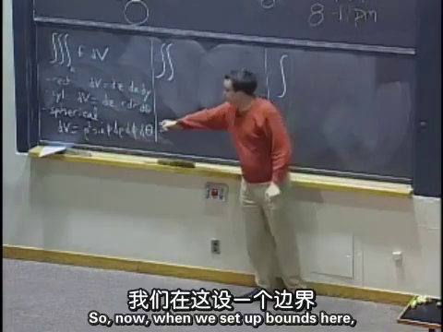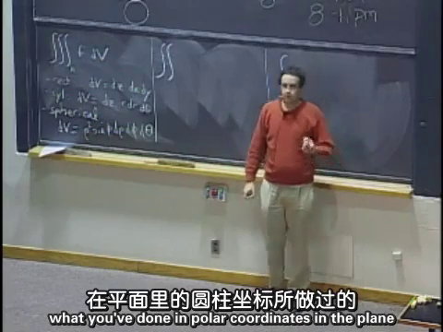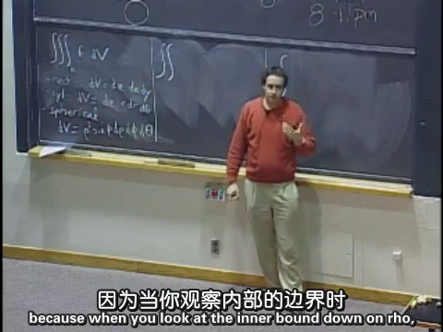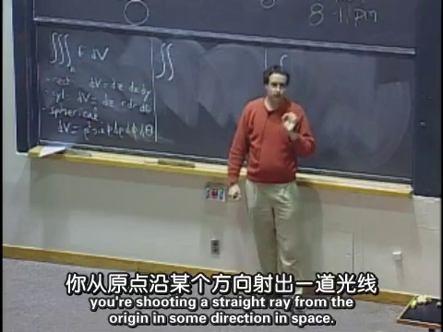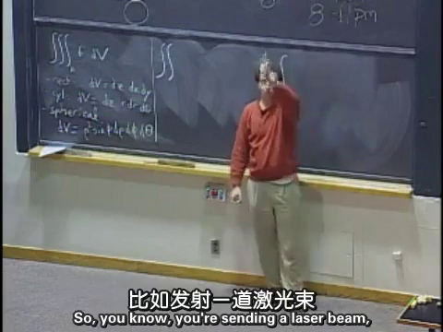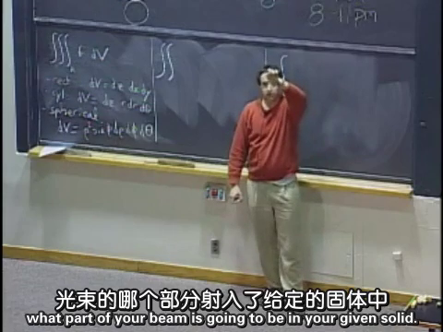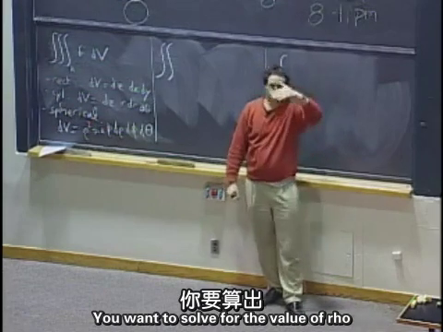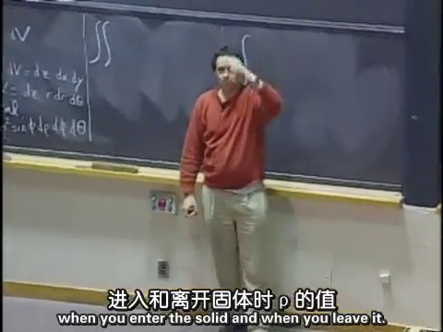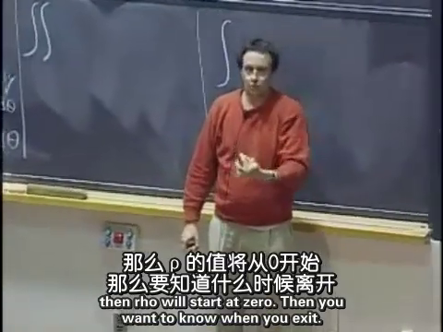So now when we set up bounds here, it will look a lot like what you've done in polar coordinates in the plane, because when you look at the inner bound, the bound on rho, for a fixed phi and theta, that means you're shooting a straight ray from the origin in some direction in space. So you're sending maybe a laser beam, and you want to know what part of your beam is going to be in your given solid. You want to solve for the value of rho when you enter the solid and when you leave it. Very often, if the origin is in your solid, then rho will start at 0. Then you want to know when you exit.